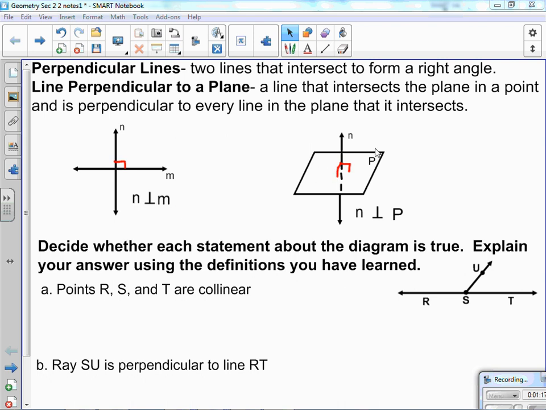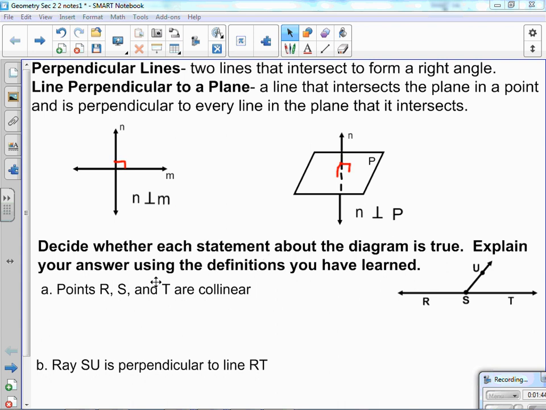And then here we have a line that's perpendicular to a plane. The line goes through the plane, intersects at one point, and then we can see that it is perpendicular. It has a little right angle box going in multiple directions all the way around it. So it's perpendicular in all directions to that plane. So shorthand, N is perpendicular to plane P, capital P.